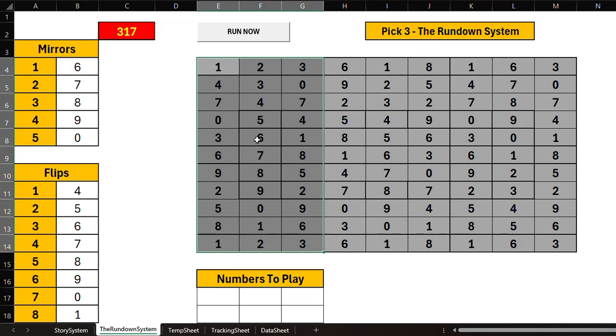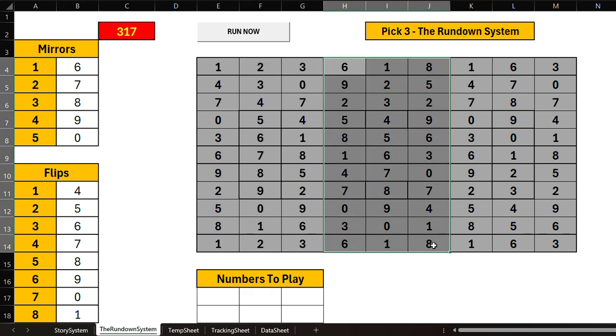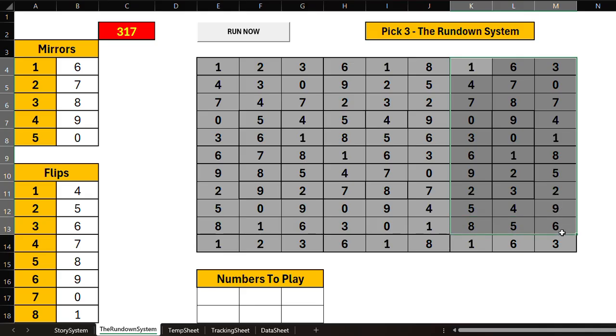So now, if you look at the calculation here, 1 plus 3 is 4, 2 plus 1 is 3, and 3 plus 7 is 0, or 3 plus 7 equals 10, which keeps the second digit for you. And it repeats down here. So this entire sheet, this is a 317 rundown here, and also another 317 rundown here.